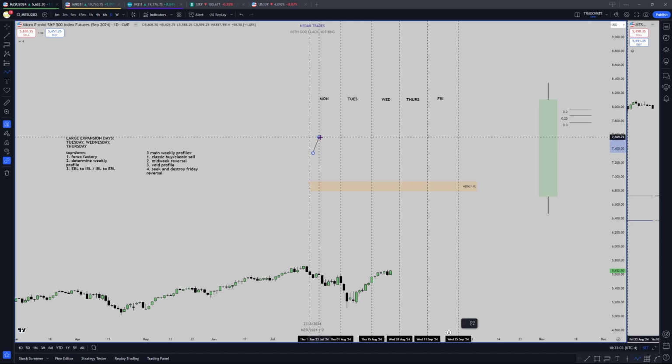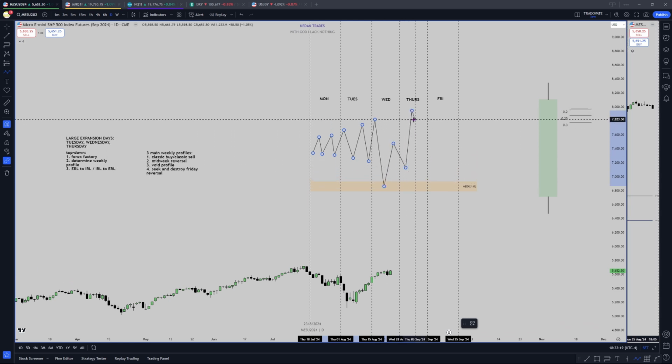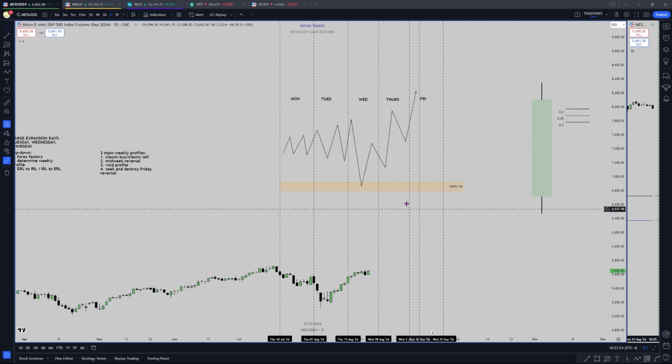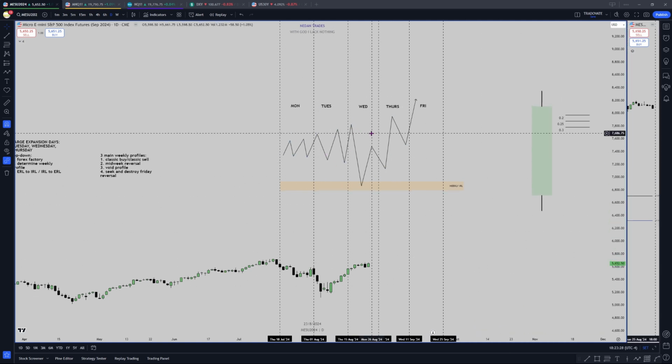So your other weekly profile, as the name suggests, you would see a midweek reversal. So this would be when Monday accumulates and we sort of have a seek and destroy profile for the week where we just target highs and lows like this. And then Wednesday comes in, takes the low into our point of interest, and shifts market structure, distributing through Thursday and Friday. So this would be your midweek reversal. The name just gives away the weekly profile. So this would be your second weekly profile.